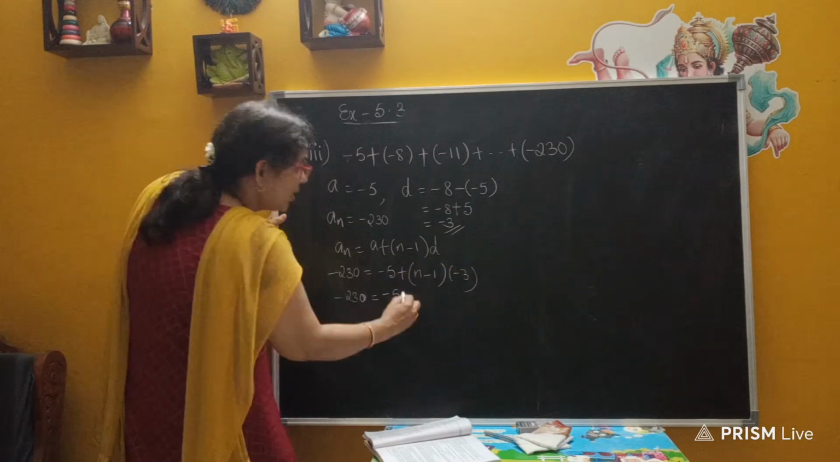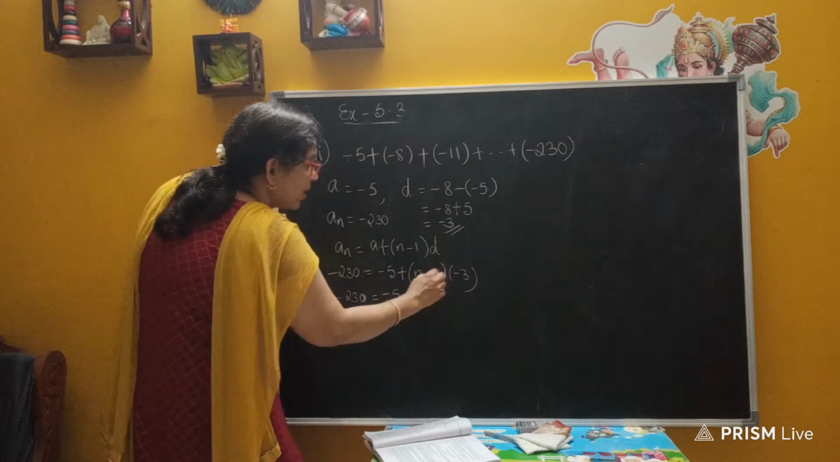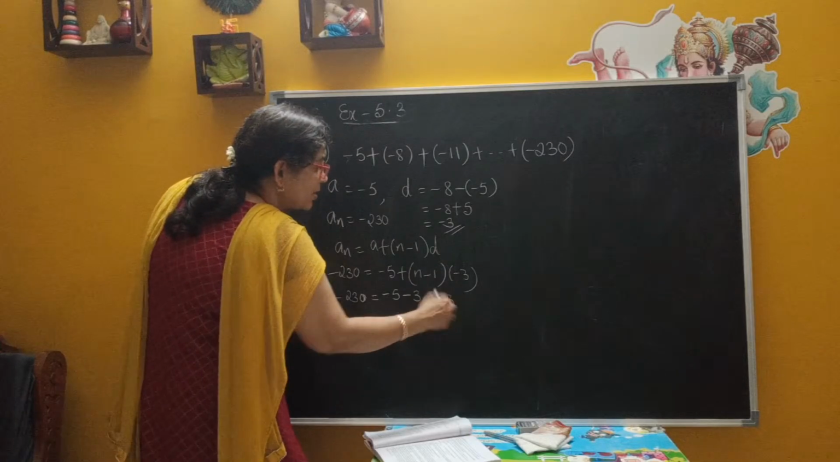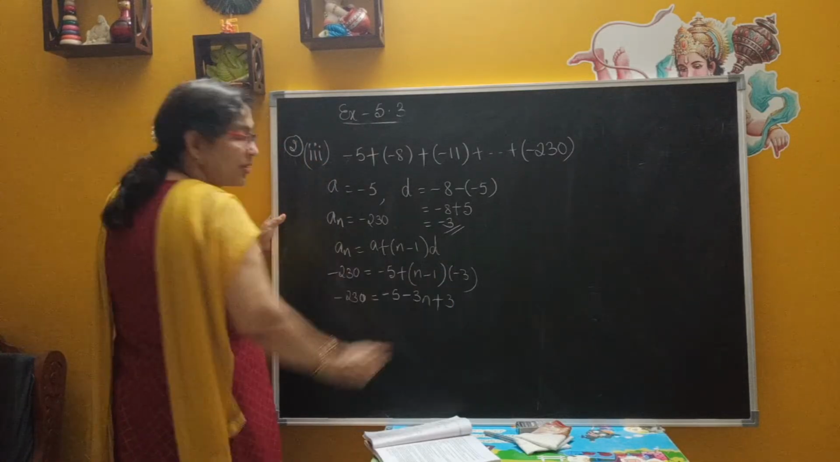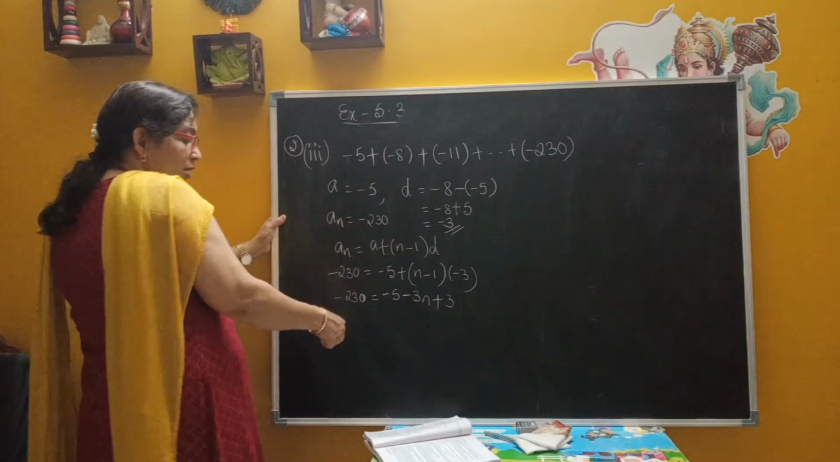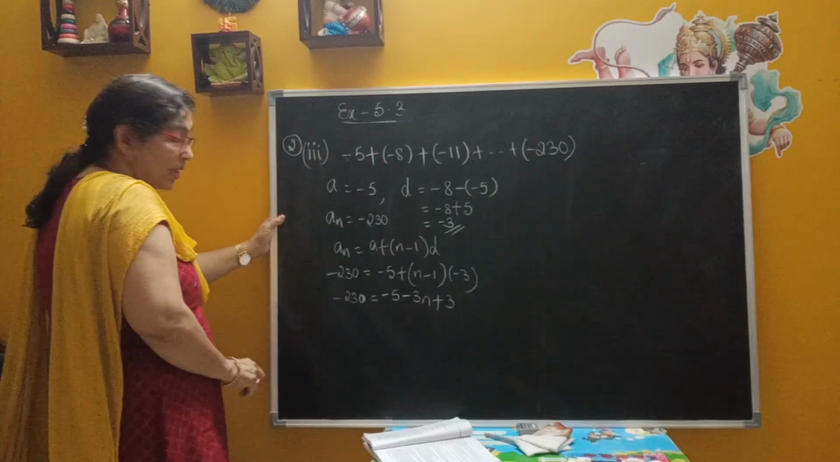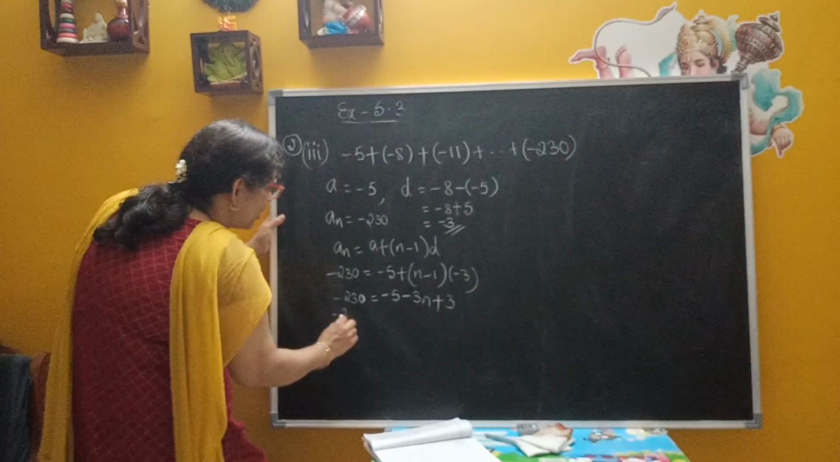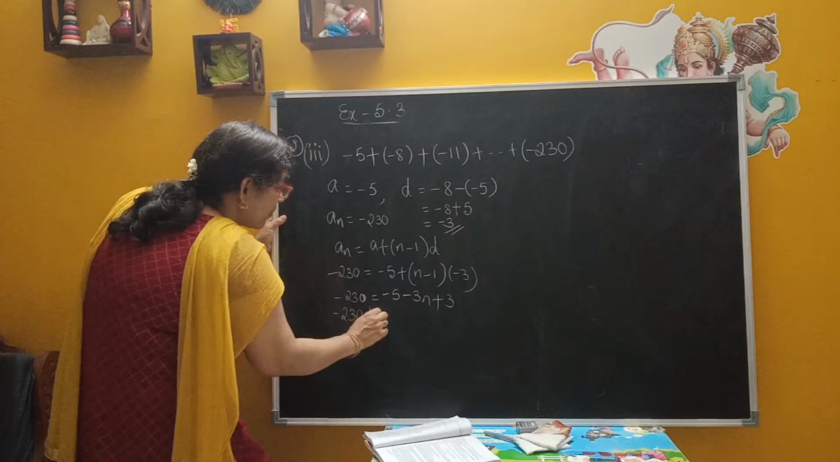Minus 3 into n minus 3n, minus into minus plus 3 ones are 3. Minus 5 plus 3, what do we get? It is minus 2. Okay, if I shift minus 2 to the opposite side, LHS, what do we get? It becomes plus 2.